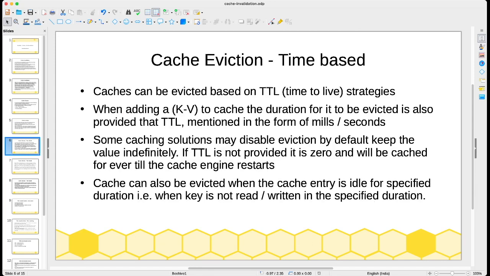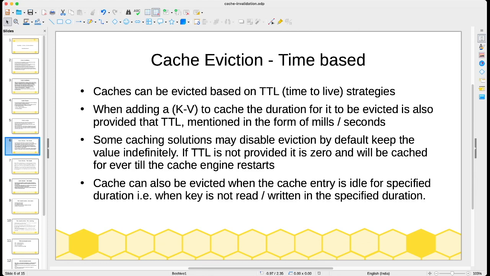Caches evicted based on TTL, it is called time to live strategies. When we add a key and a value, we can always say that the key and value lives for this much amount of time. It can be mentioned in milliseconds or seconds. Many caching engines provide different ways to configure it, but usually it cannot be less than a second, because it becomes very difficult to evict within a few milliseconds.